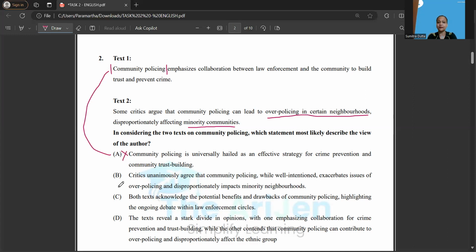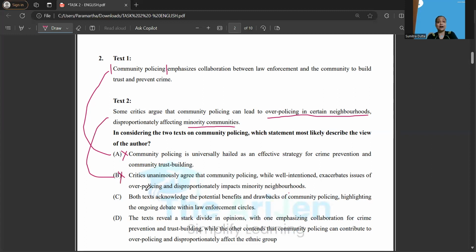Cut it off. Number B. Critics unanimously agree that community policing, while well-intentioned, exacerbates issues of over-policing and disproportionately impacts minority backgrounds. So again, this is emphasizing text 2. They are giving information in text 2, not a compiled section. So number B cannot be the option. Number C, both texts acknowledge the potential benefits and drawbacks of community policing, highlighting the ongoing debate within law enforcement circles.